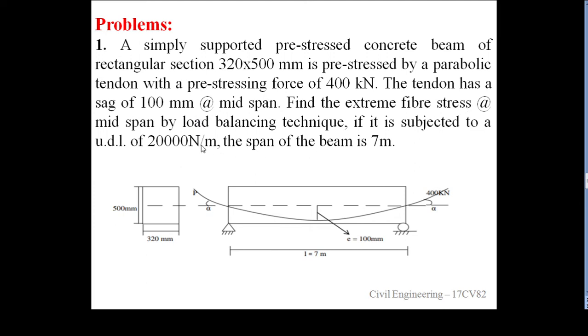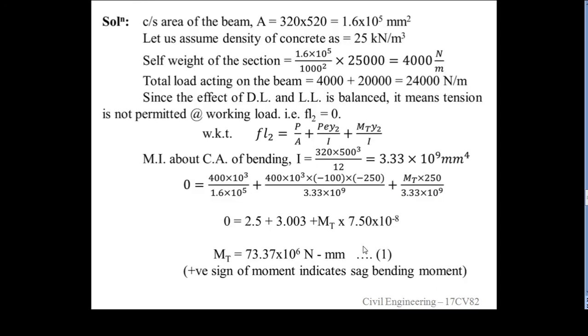Then this UDL is given. This is the parabola. Okay, here a load is given, 20,000 Newton per meter, that is parabola in nature. The length of the beam is 7 meter, given. Then the solution of this problem.